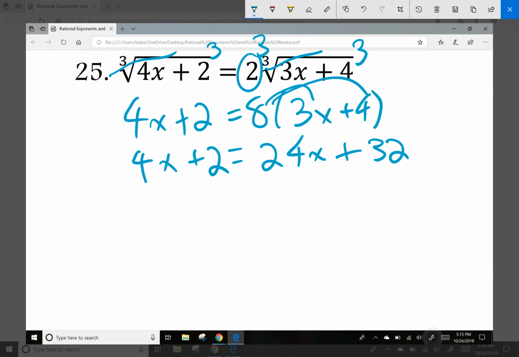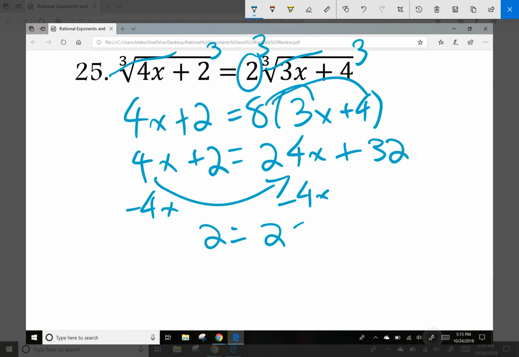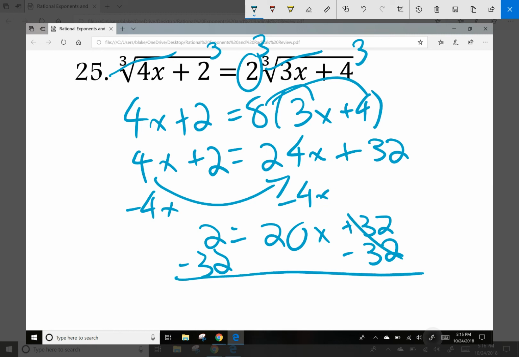Bring this down. I'm going to move my x term over, so let's subtract 4x. That's going to mean 2 equals 20x plus 32. And then you can subtract 32. Now be careful, okay? People get this one wrong a lot, but 2 minus 32 is negative 30.